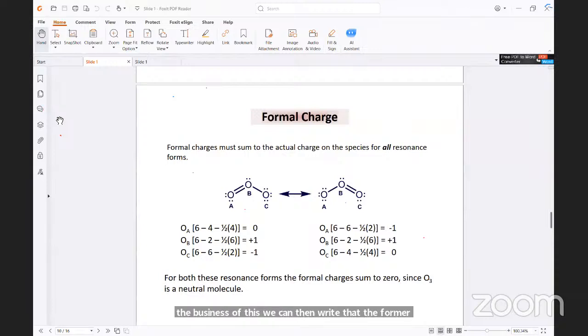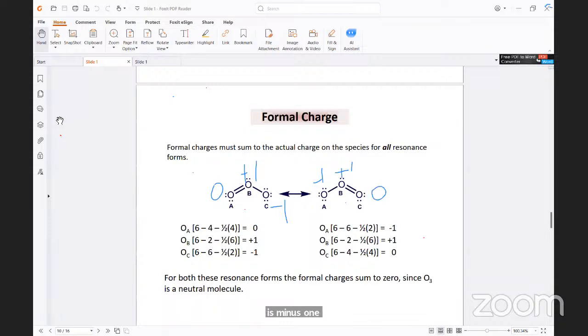On the basis of this, we can then write that the formal charge of this is 0, plus 1, minus 1. Using the same expression, this is minus 1, plus 1, 0. Now, that is how to calculate formal charges.